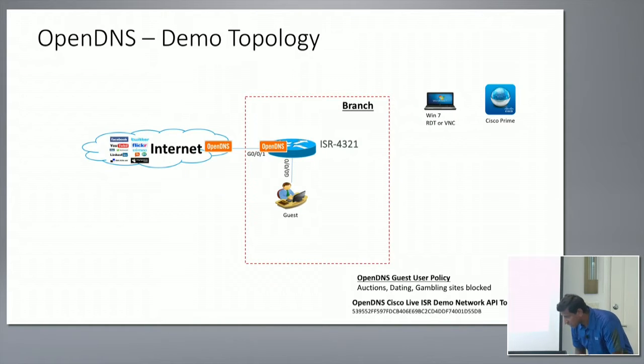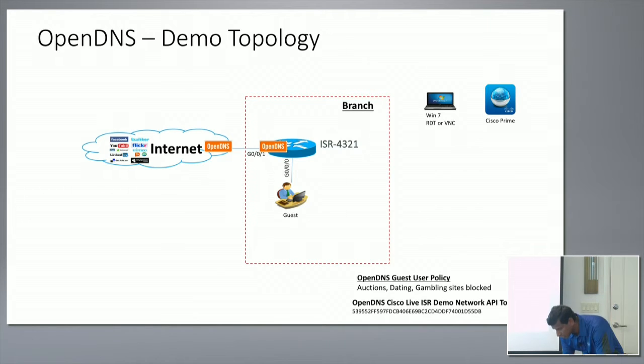The demo topology looks like this. It's basically an ISR 4K I have running in San Jose. I'm going to remote desktop into it and then show you from there. The policies I've configured are to block auctions, dating, and gambling sites. Right. So that's the policy. I'm just showing you an example of what other category of sites we can block.